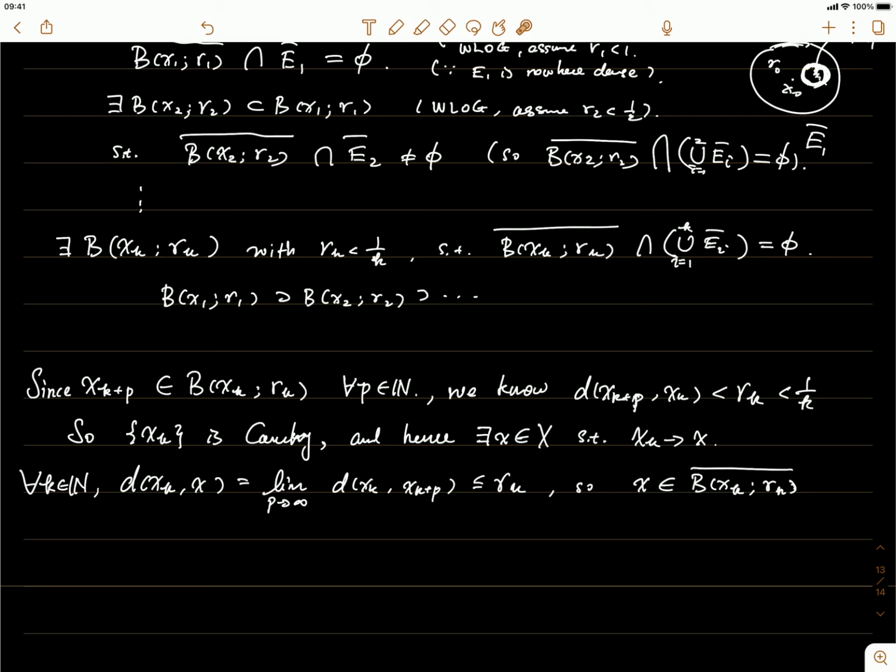And since this ball does not overlap with this set, that means x is not in the union of the E_i bar for any i, for any k. But remember that if it's not in this for any k, that means x is not in the union for k from 1 to infinity of E_k bar. And apparently this implies that x is not in the space X.